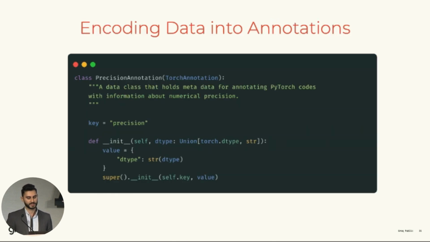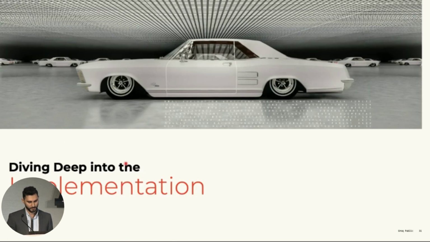Okay, let's take a look at exactly what the precision annotation looks like. Any payload of annotations is designed to be very generic. It is made up of a simple key-value pair, where the key is a unique string for that annotation and the value is any serializable format. For the precision annotation specifically, the key is just the word precision, while the value is a Python dictionary containing the string representation of the requested data type. This dictionary actually gets serialized into a JSON string when it's inserted into IR, and I'll show that in a few slides. Okay, now let's explore what's happening under the hood.